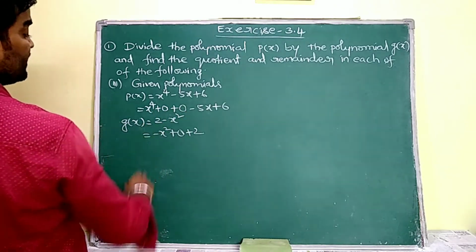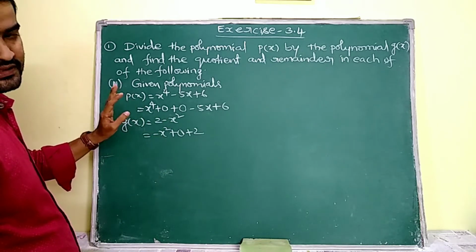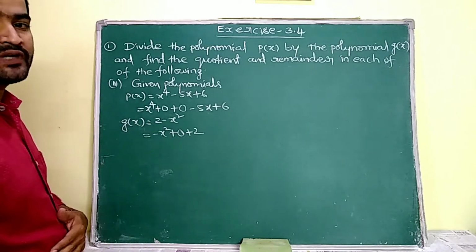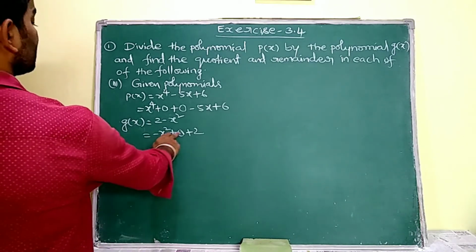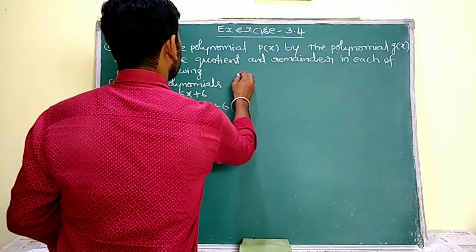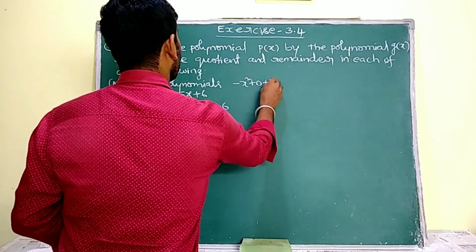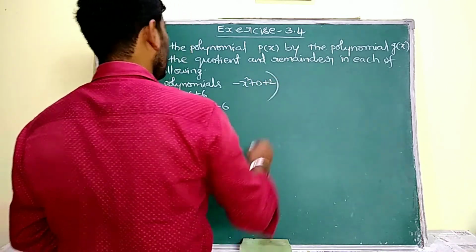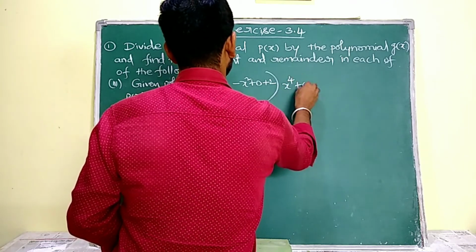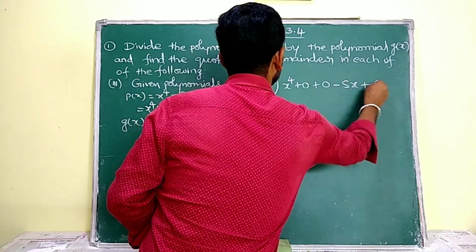Here, see, in the g of x, we are just having a square term and a constant. We are not having that x term. So in the place of that x term, I am going to write 0. So minus x square plus 0 plus 2. Now I have to divide that p of x with g of x. So with this g of x, minus x square plus 0 plus 2, I have to divide the p of x, that is x power of 4 plus 0 plus again 0 minus 5x plus 6.